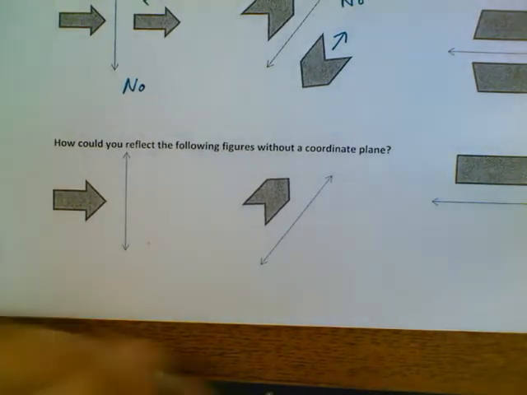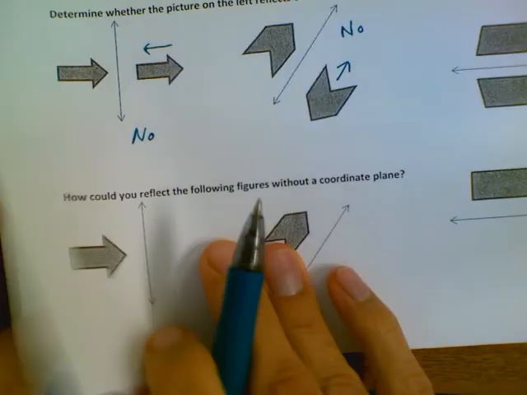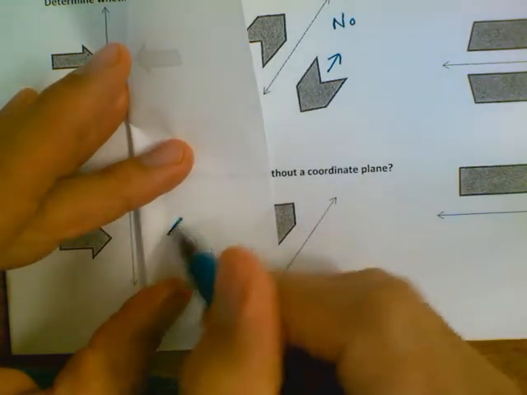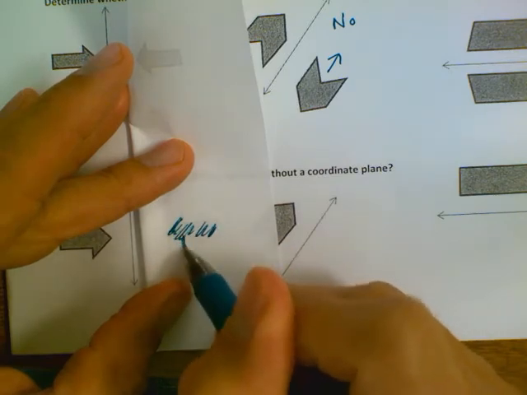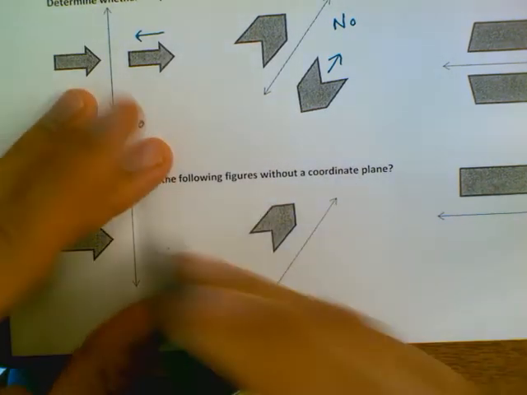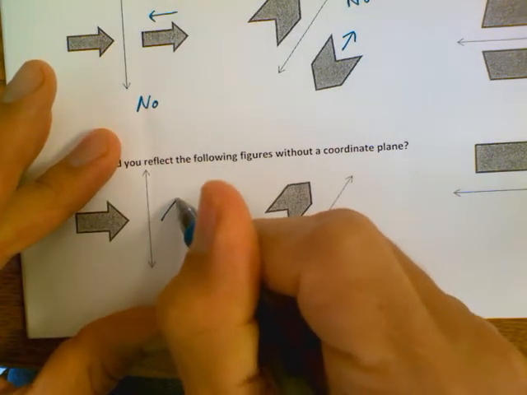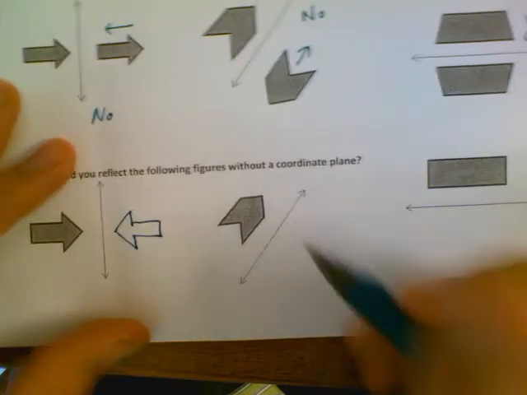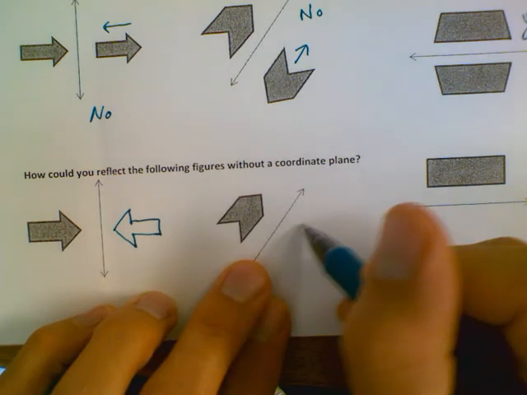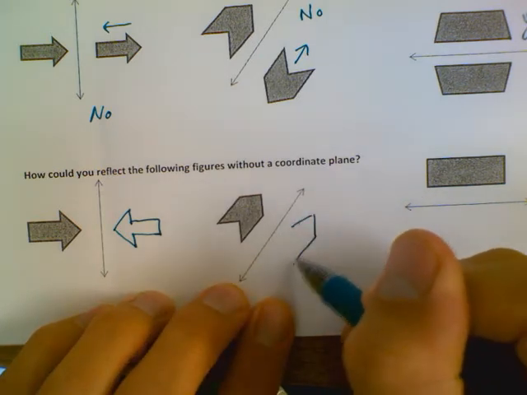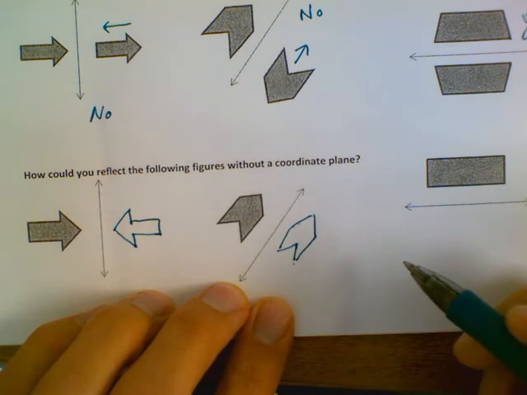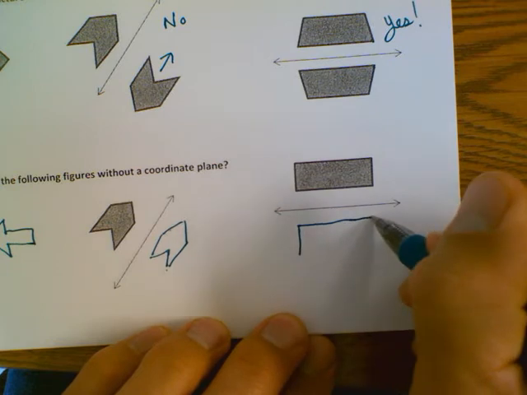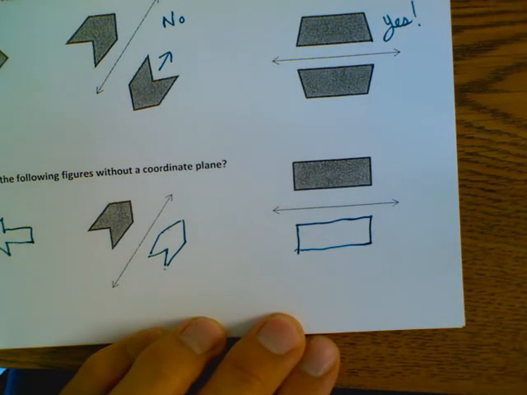Now it says, how could you reflect this? Well, we could reflect it by folding and kind of looking through and seeing what that shape looks like, right? But what we're going to do is just kind of try to do this by hand. Do the same thing here when we reflect over. This arrow should be pointed towards the top right. It's not perfect, but we're not using coordinates right now. We're just doing the best we can do. And that's all we ask, right? Do the best you can do.